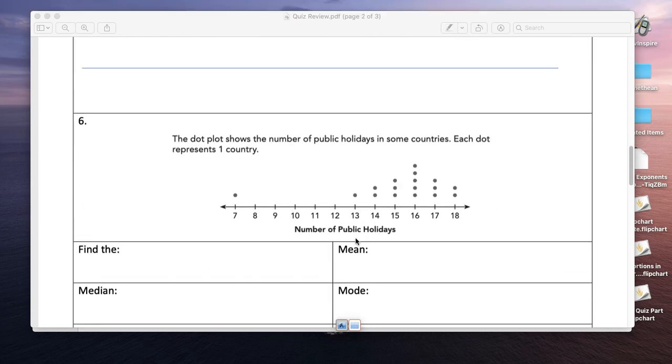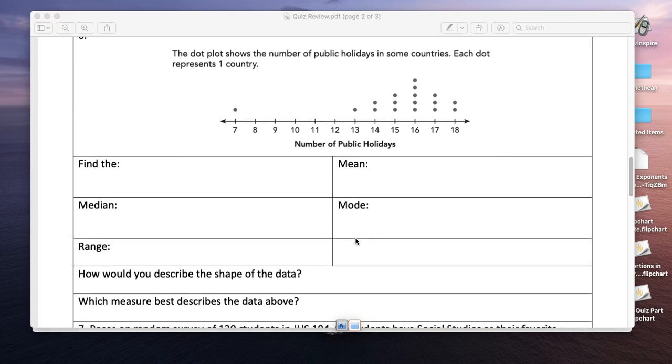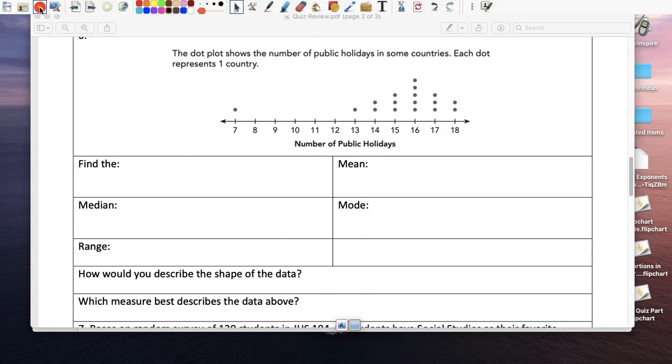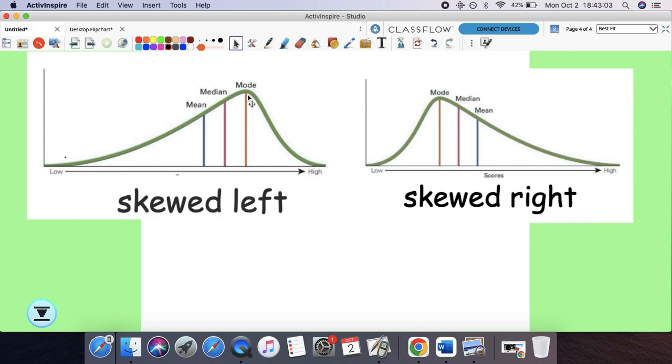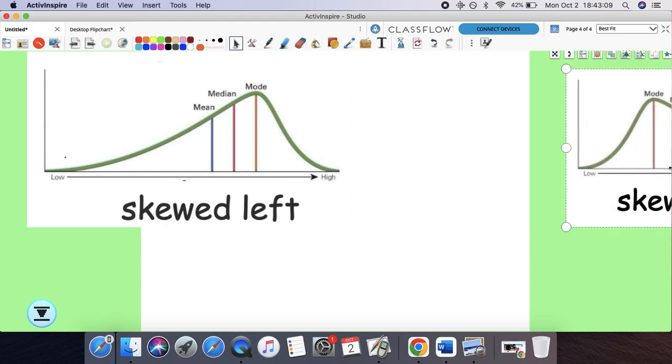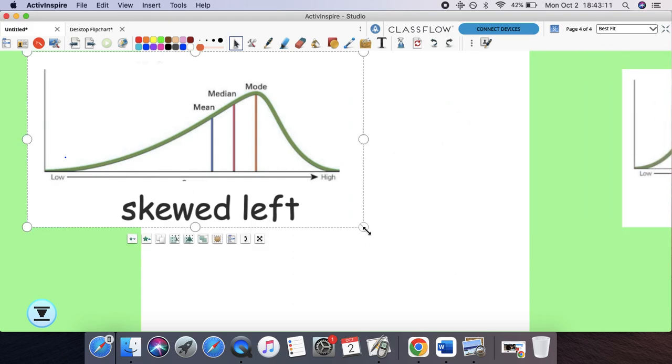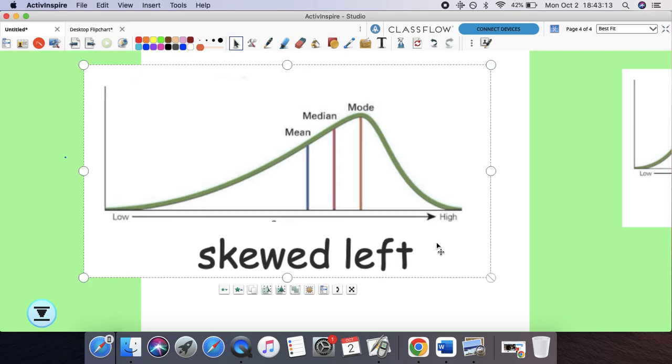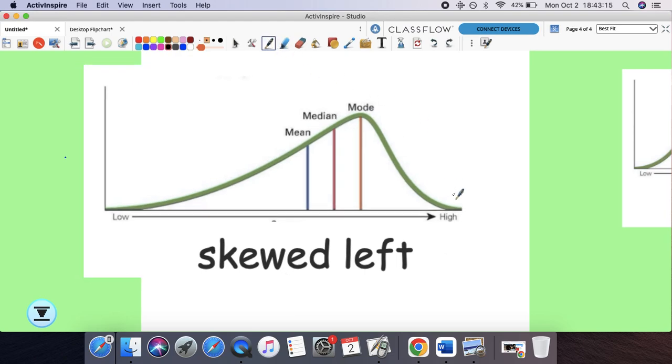All right. That plot shows the number of public holidays in some countries. So now, before I start this, let me go back to this page. Maybe you guys might want to write this down. So let's talk about skew left. Now, if you notice, here is most of your values. So most of your values are hanging out here.